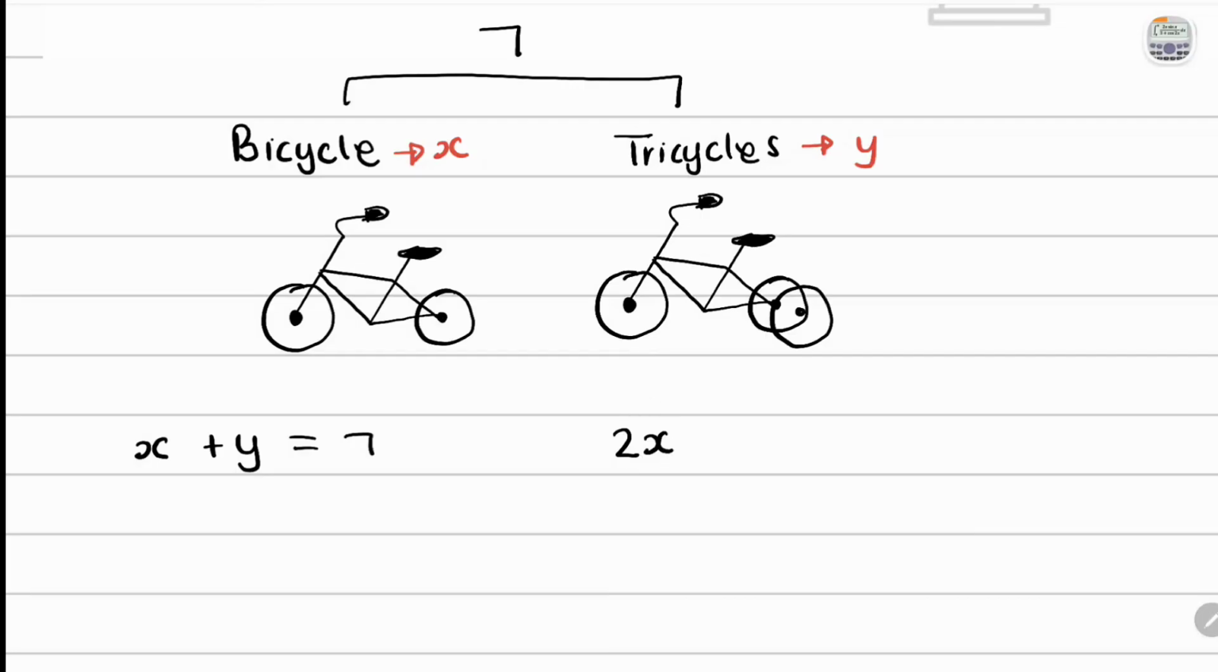And then the number of wheels that the tricycles would have would be 3y. Okay, because each tricycle has 3 wheels. So if you had, let's say, 3 tricycles, then the total wheels you have on this tricycle would be 3 times y, 3 times 3, which is 9 wheels. Okay, so this would stand for the total wheels on a tricycle.